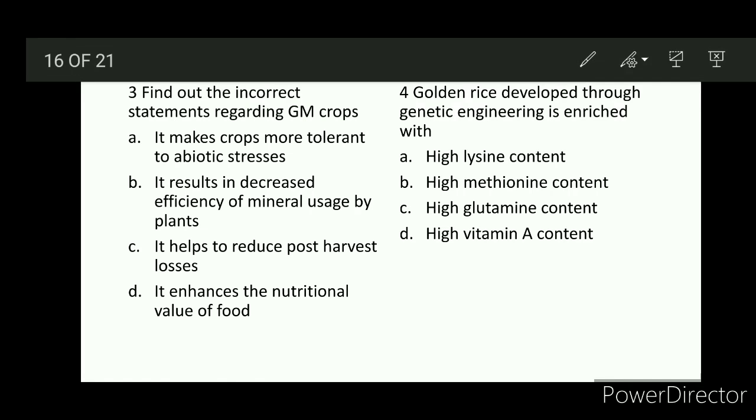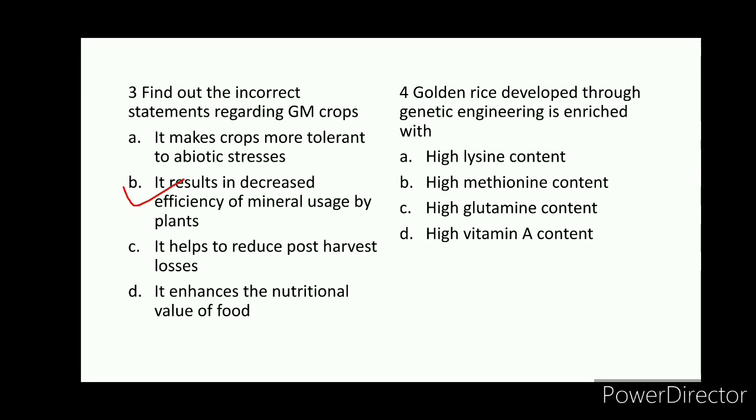Yes, it is a correct statement. It results in decreased efficiency of mineral usage by plants. No, that is a wrong statement. It results in increased efficiency of mineral usage by plants, not decreased efficiency. So this is the incorrect statement, and it is the right option for the question. Option C, it helps to reduce post-harvest losses. Yes, it is a correct statement. It enhances the nutritional value of food. Yes, it is a correct statement. Moving on to question number 4.